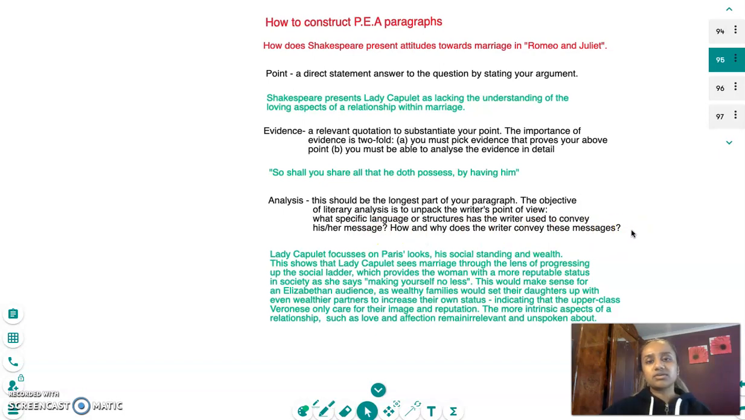So one thing you've got to understand is that we're not looking at the characters on a surface level. The characters are not real people. The events are not real.